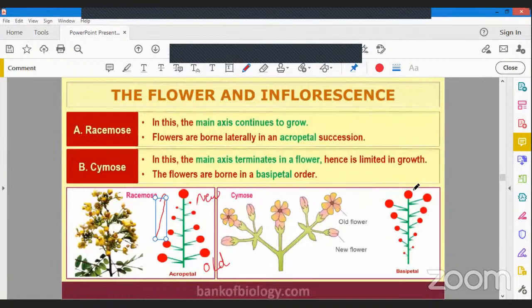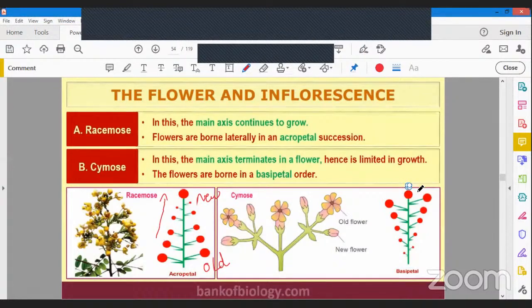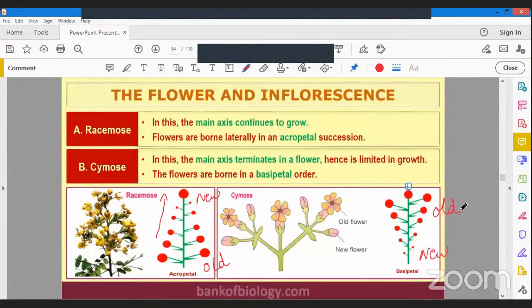Okay, next one, cymose. Here the main axis will terminate in a flower. Look, here it ends in a flower. Hence limited growth. This is in basipetal succession. Here new flowers at the bottom, old flowers at the top. So acropetal means old at the bottom, new at the top. Okay, and basipetal means new at the bottom, old at the top. Look, read, take it down.